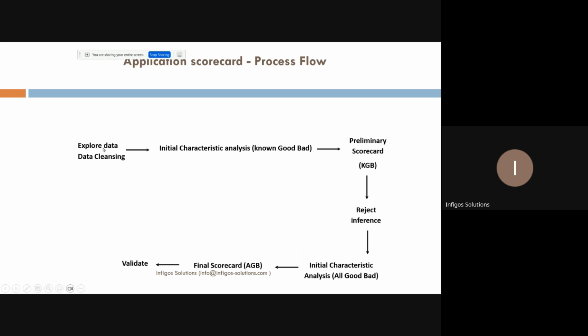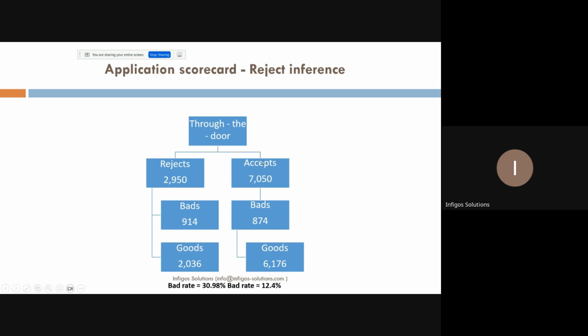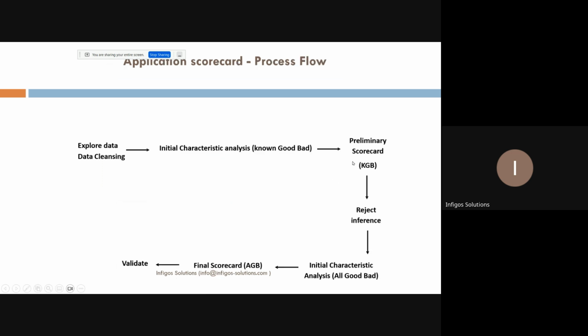So you had data, you clean the data, you make a scorecard on known good-bad. Known good-bad means accepted customers. And after making that scorecard, you implement the reject inference. After implementing the reject inference, your data will basically have accepted data plus rejected data. And then you will make a scorecard again. That scorecard is the final scorecard. You will validate the scorecard. This process is called the application scorecard process.